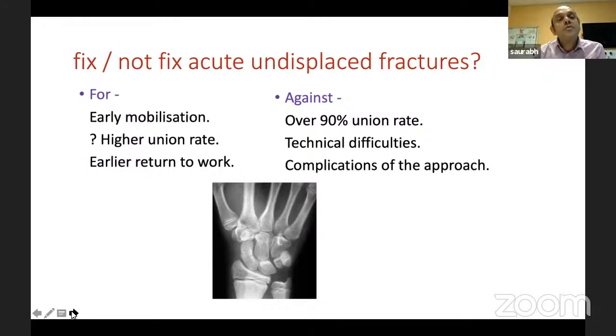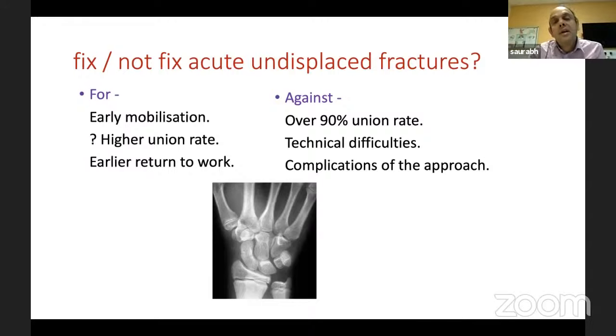So if you want to do a percutaneous fixation, then what you need to tell your patient is, obviously, plaster doesn't have to be there for a long time. Union rate is going to be higher compared to a plaster. They don't need to come on a weekly basis for a serial check, and they can return to work quicker.